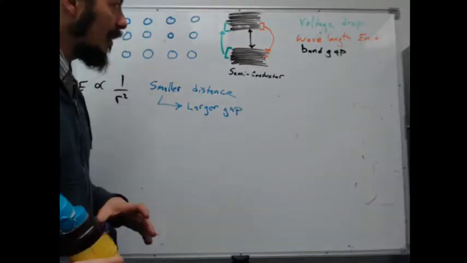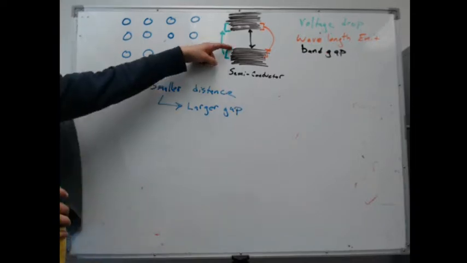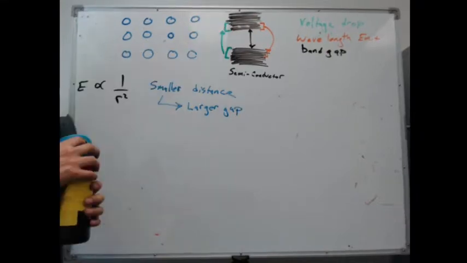Notice the voltage drop and the wavelength emitted are not exactly going to be the band gap, because the band gap would be from the top of the band to the very bottom of the higher band. But they're going to be approximately related.